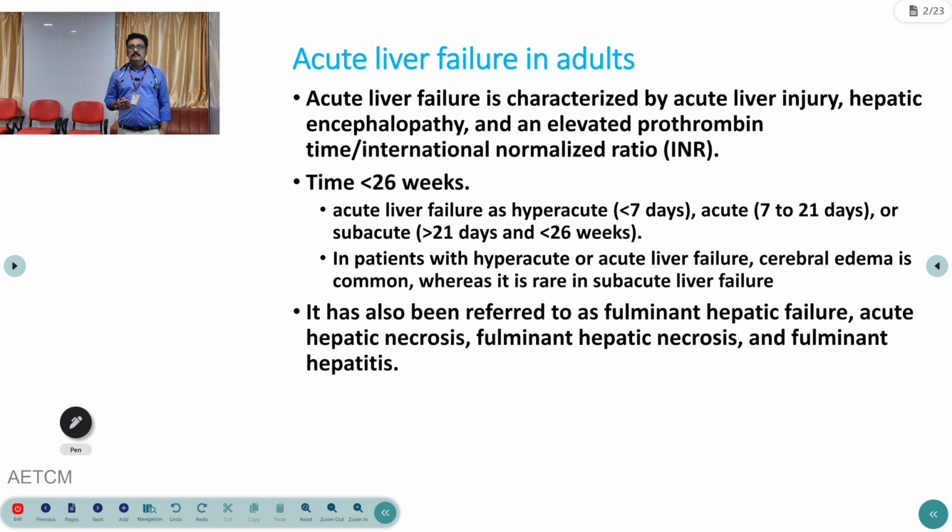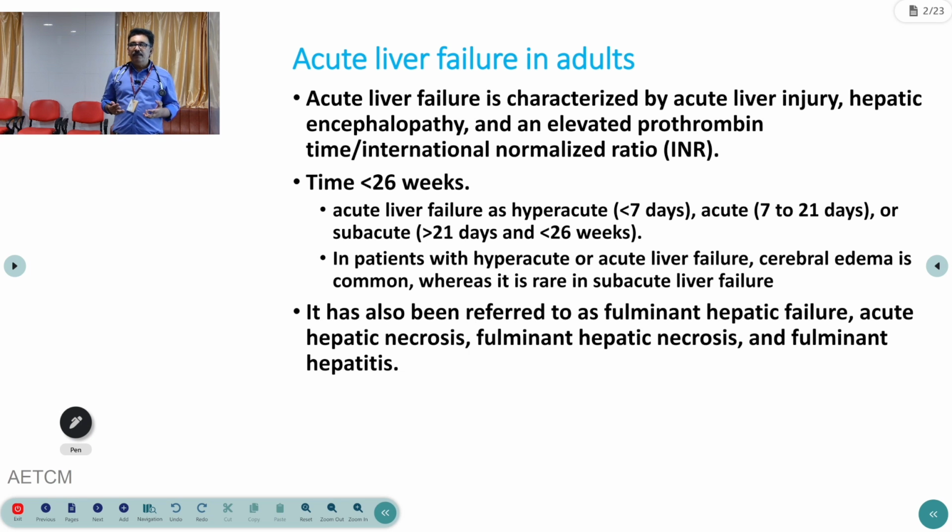The time taken for all these problems, like liver failure, hepatic encephalopathy, elevated PT-INR, should be less than 26 weeks. So it can again be divided into hyperacute, less than 7 days, acute, 7 to 21 days, or 21 days to 26 weeks, that is subacute. That is a subdivision of the acute liver failure.